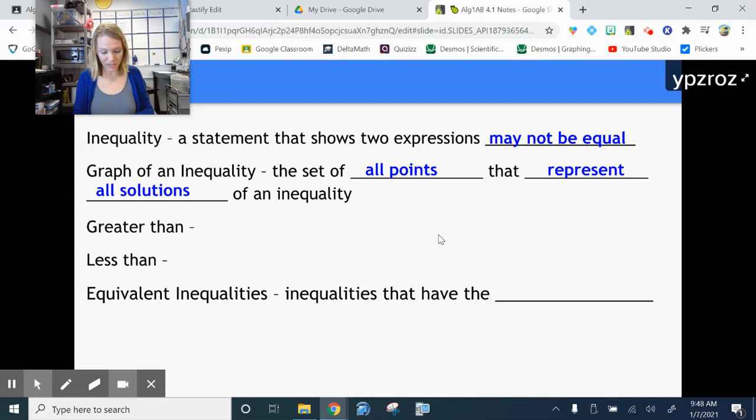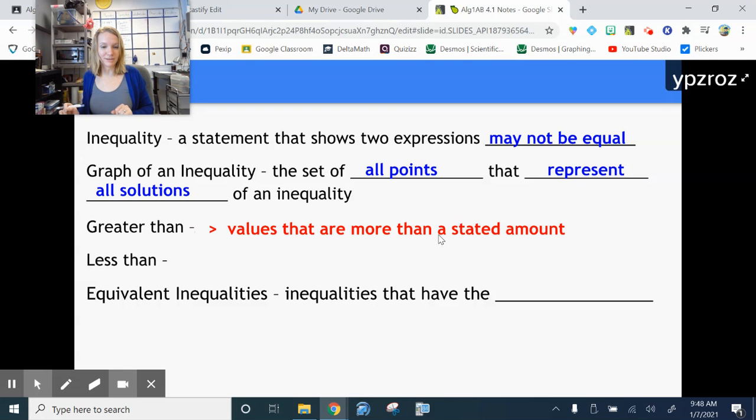The graphs that we were working with yesterday, we were seeing a lot of those graphs with the shading, and they were already done. So the graph of an inequality is the set of all points that represents all of the solutions for that inequality. So all points that represent all solutions.